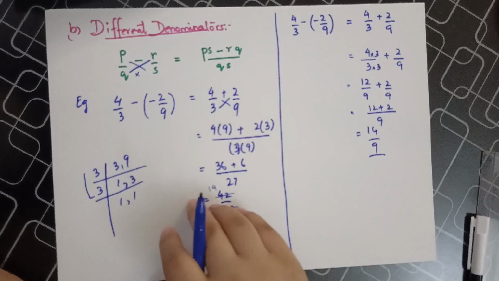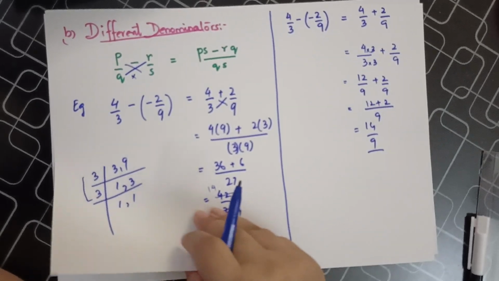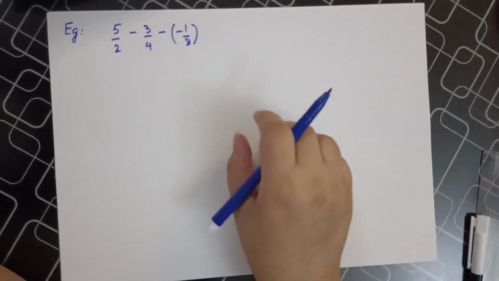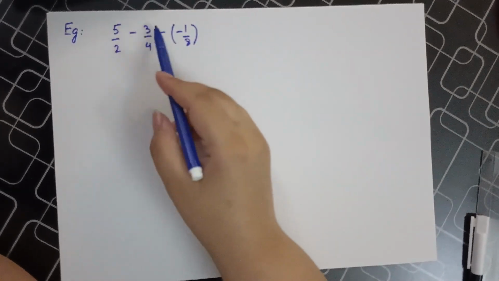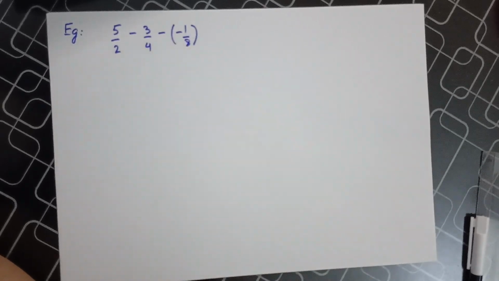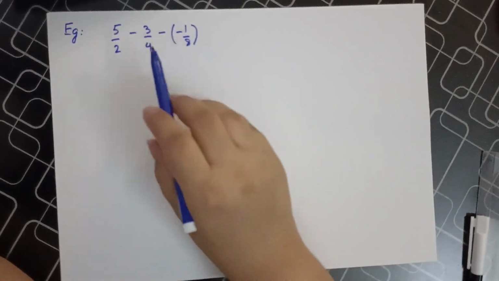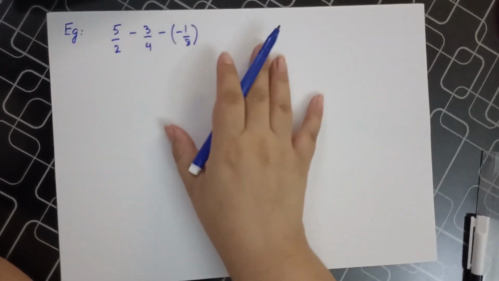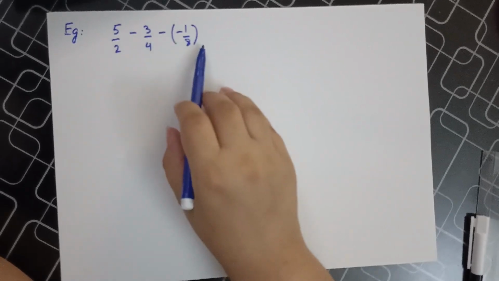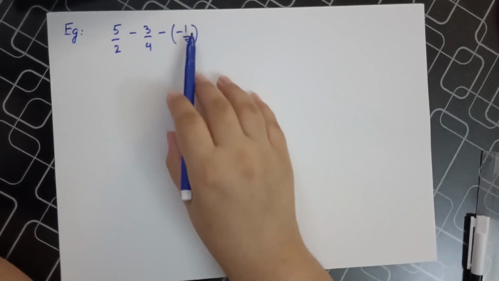Now let's discuss the case where we have 3 numbers and subtraction is being performed with them. Okay, so this is the example here: 5 upon 2 minus 3 upon 4 minus into minus 1 upon 8. Here you can see that the denominators are already different, and we have 3 numbers, so cross multiplication is not an option at the moment. So you're going to take an LCM.